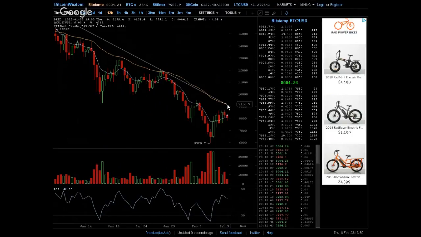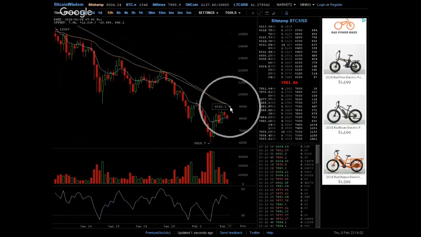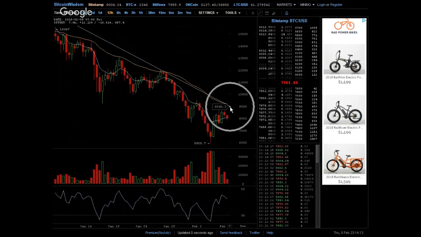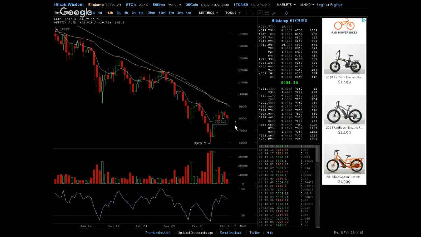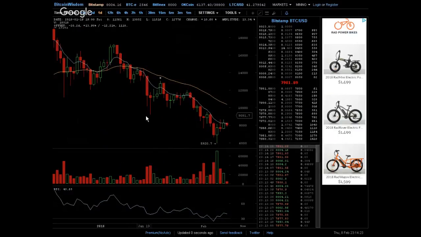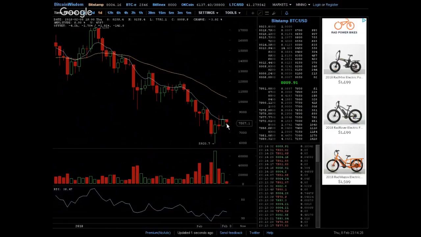So 9,000, it's probably a target price. It really needs to break above that, and it needs to go above 9,500. It needs to go above that, but it's challenging. Let's go on the 1 day, and let's just get rid of these lines. On the 1 day, it doesn't look that great. It looks like it is struggling to stay above this moving average.